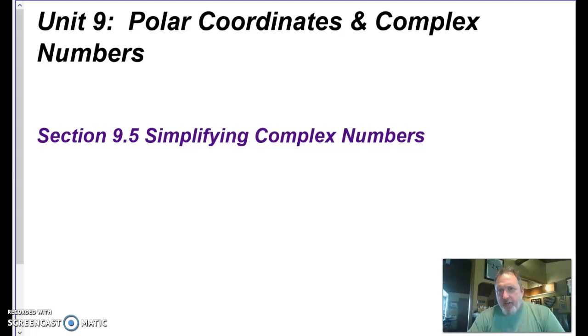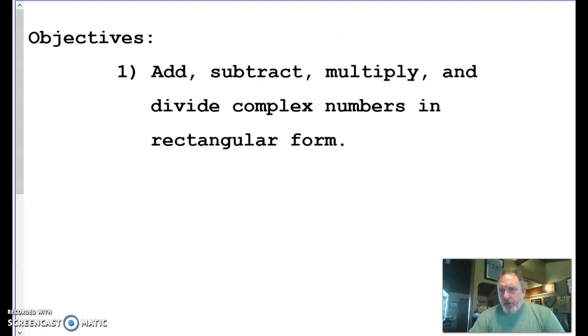So today we have section 9.5, simplifying complex numbers. Without any delay, we'll jump right into things. We're going to add, subtract, multiply, and divide complex numbers. Complex numbers, in case you forgot, are numbers with i in them. When we have the square root of -1, that's equal to i, and i squared equals -1, and so forth, which we'll see on this next slide.